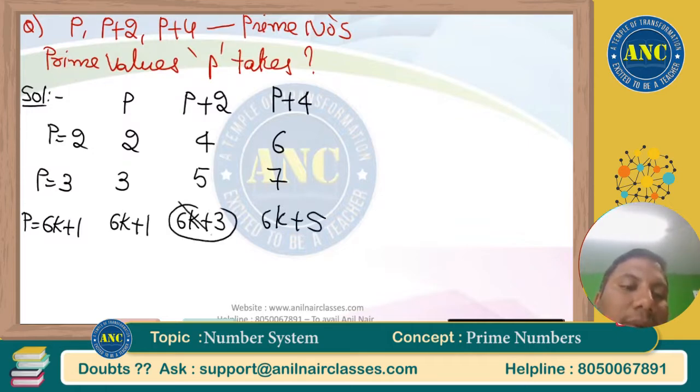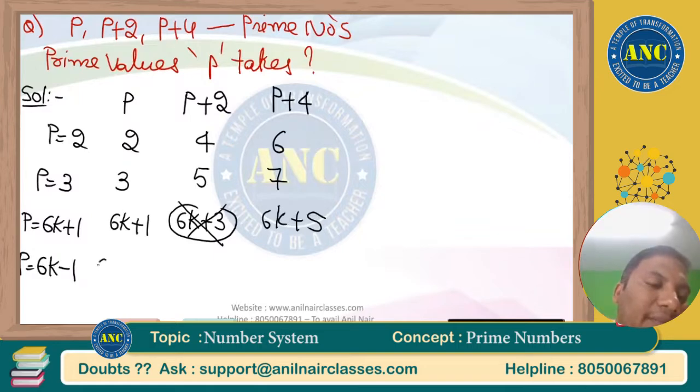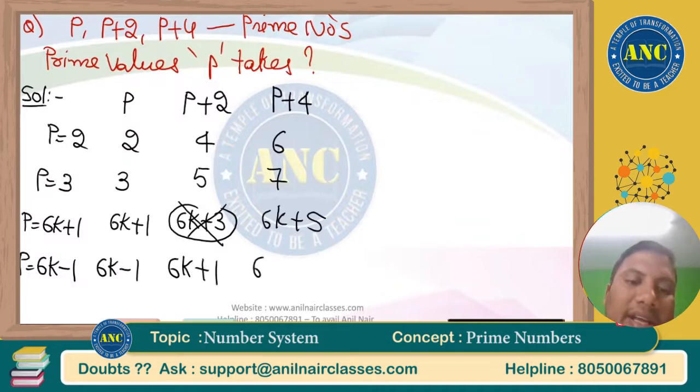6k plus 3 is divisible by 3. So there is one value among these which is divisible by 3. Next, 6k minus 1: we have 6k minus 1, 6k plus 1 and 6k plus 3, and 6k plus 3 is divisible by 3. If P is 6k minus 1, P plus 4 will be divisible by 3. If P is 6k plus 1, P plus 2 is divisible by 3.